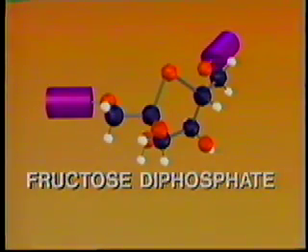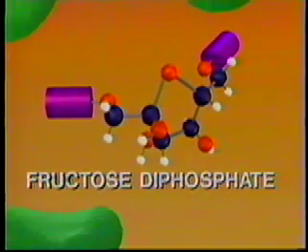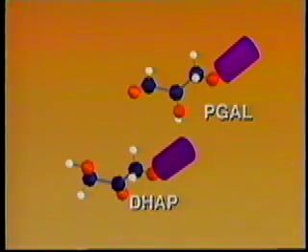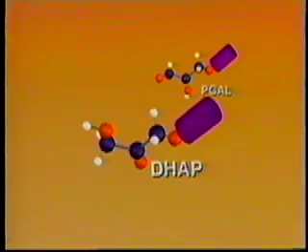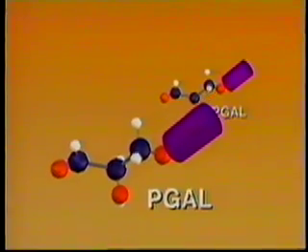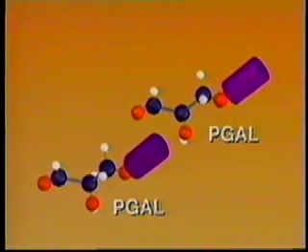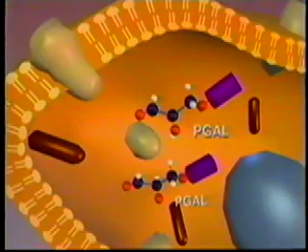Let's pick up glycolysis in reaction 4. The 6-carbon fructose diphosphate is cleaved into 2 distinct 3-carbon molecules, DHAP and PGAL. In reaction 5, DHAP is converted into a second PGAL molecule. The 2 companion PGAL molecules now continue along the pathway. And that's it, the first half of glycolysis.